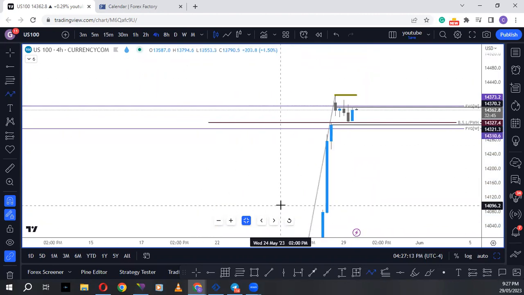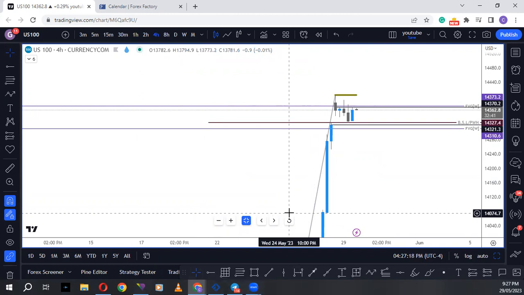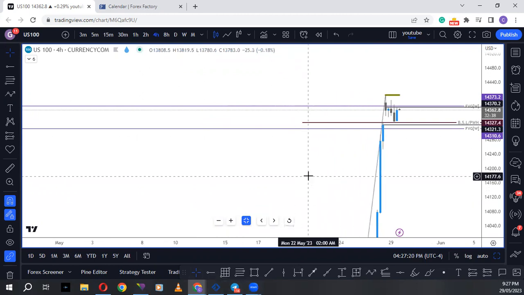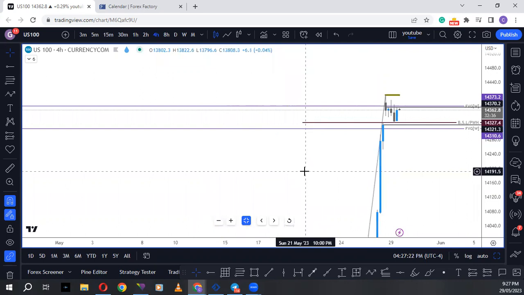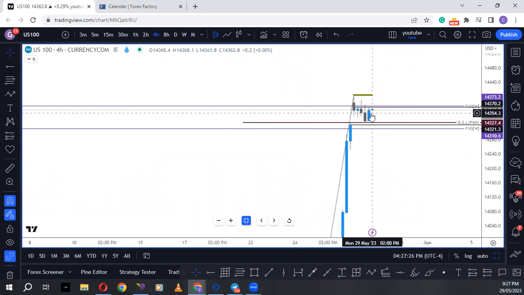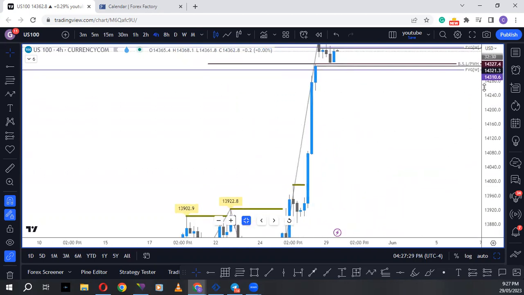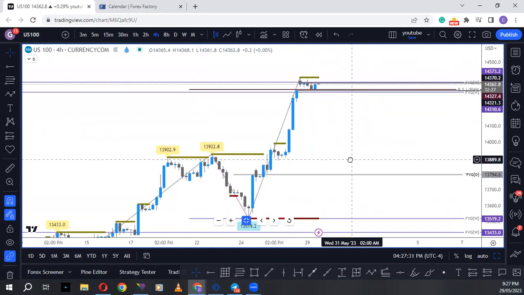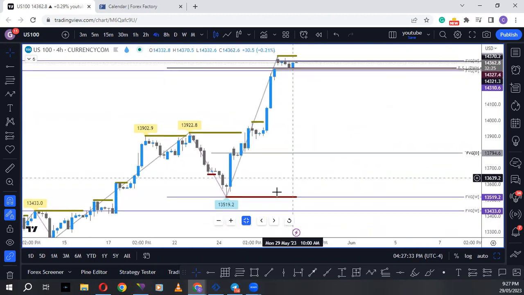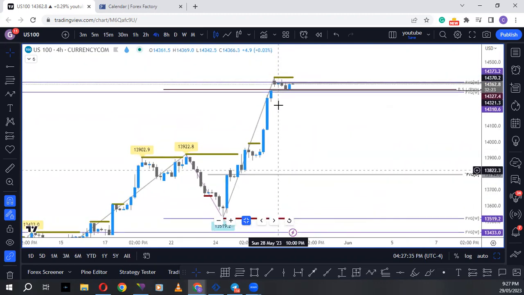So for the NASDAQ or US 100, it's still bullish. But like I've pointed out, price is at premium levels on the weekly, daily, and the 4 hour. So there's a possibility, if the bullish move is supposed to continue, you wait for a retracement. You can use your 4 hour daily range, that's from 13,519 to this high.